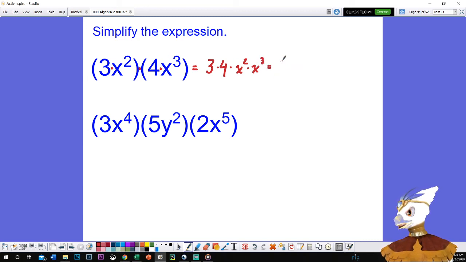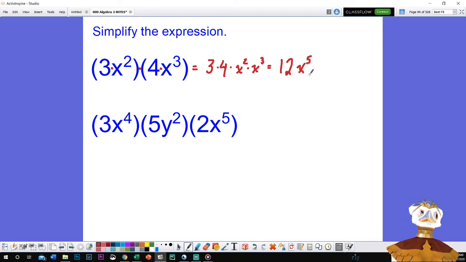So 3 times 4 gives me 12. X squared times x to the third. The x's stayed the same, and I'm going to add those exponents to give me 5. And I'm finished with that one.